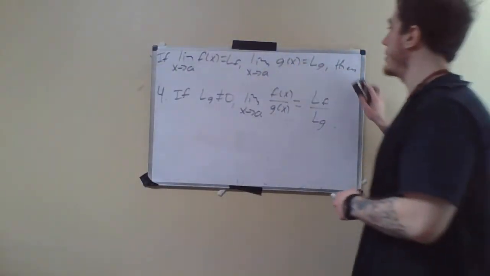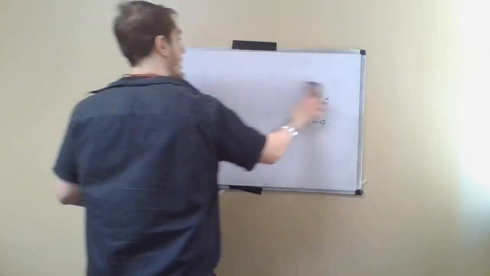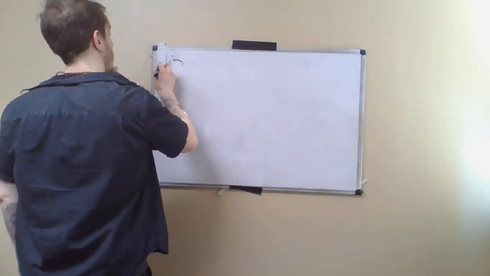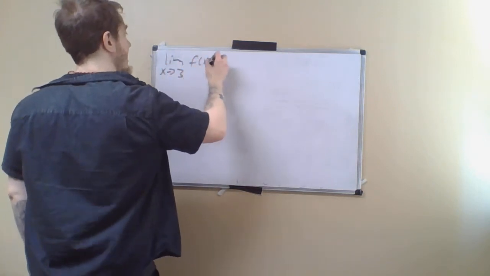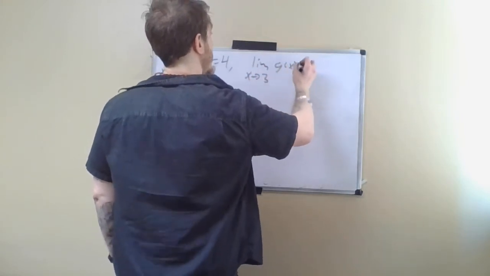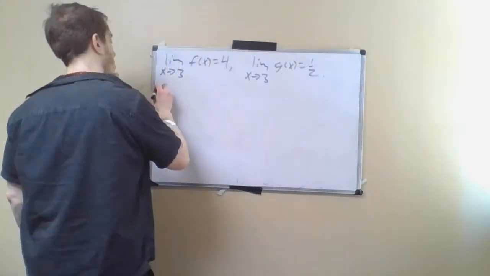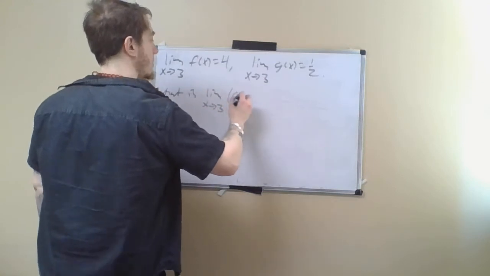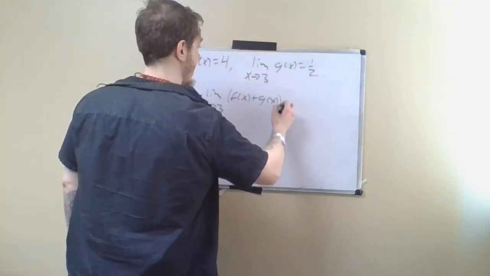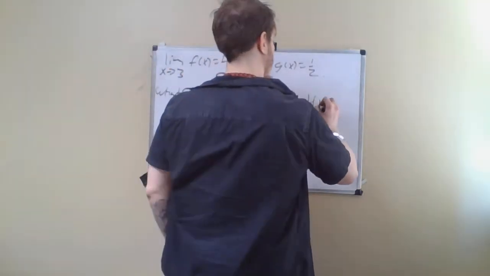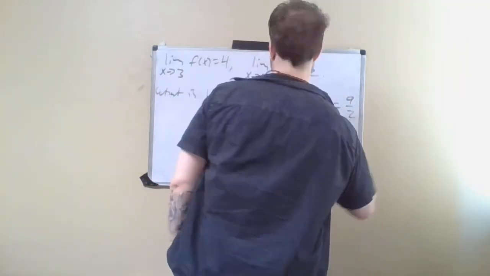So let's take a look at some applications of this sort of thing. Let's suppose that we want to say the limit as x approaches 3 of f of x is equal to 4, and the limit as x approaches 3 of g of x is equal to 1/2. And we want to know what is the limit as x approaches 3 of f of x plus g of x. Well, the answer is we just take the sum. We take 4 plus 1/2, and that gives me 9/2.